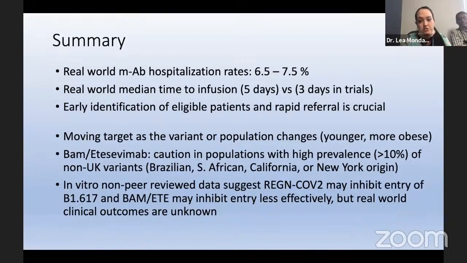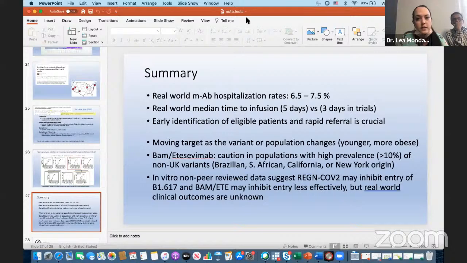Overall, caution should be used in populations with a high prevalence of non-UK variants, including the Indian variant, with the BAM-etesevimab combo. Whereas with the RAIN-CoV-2 combo, at least in vitro non-peer-reviewed data suggests that the RAIN-CoV-2 is inhibiting its entry, and the BAM-etesevimab combo may inhibit it, but less effectively, although real-world outcomes are unknown. And so with that, we will stop sharing and take any questions.